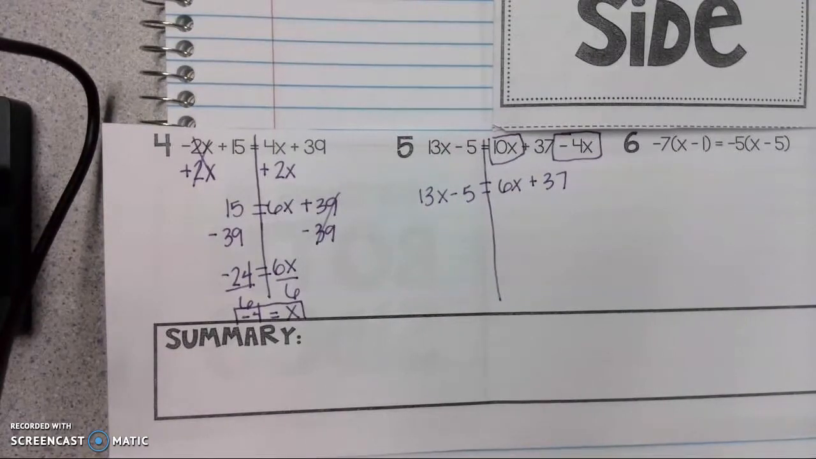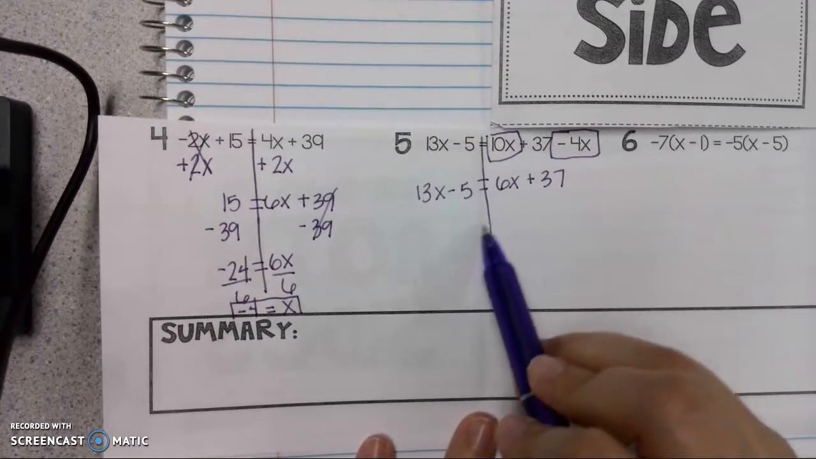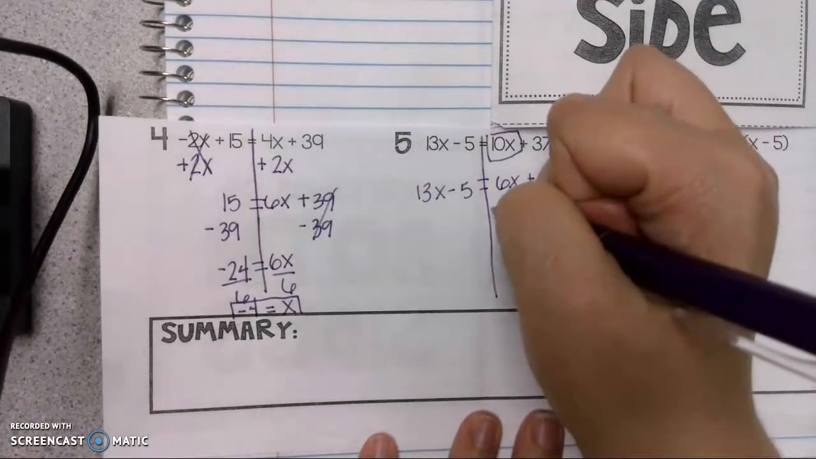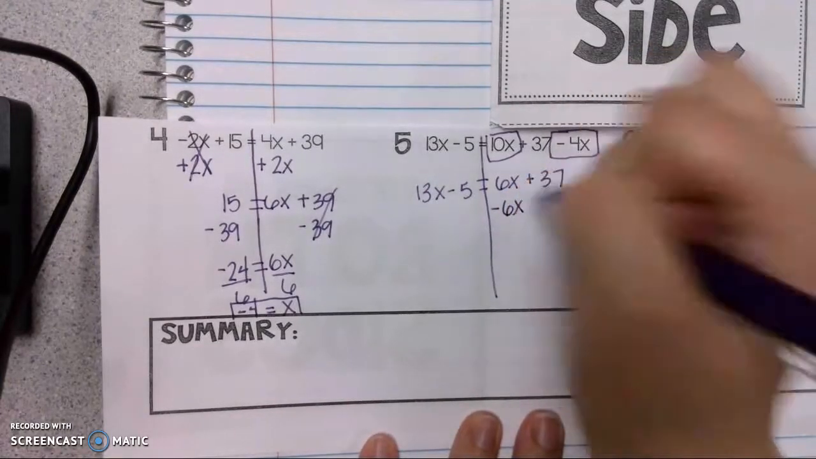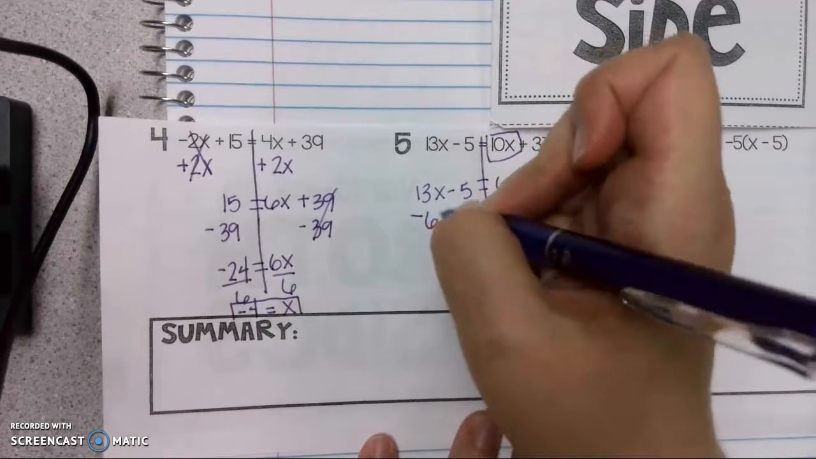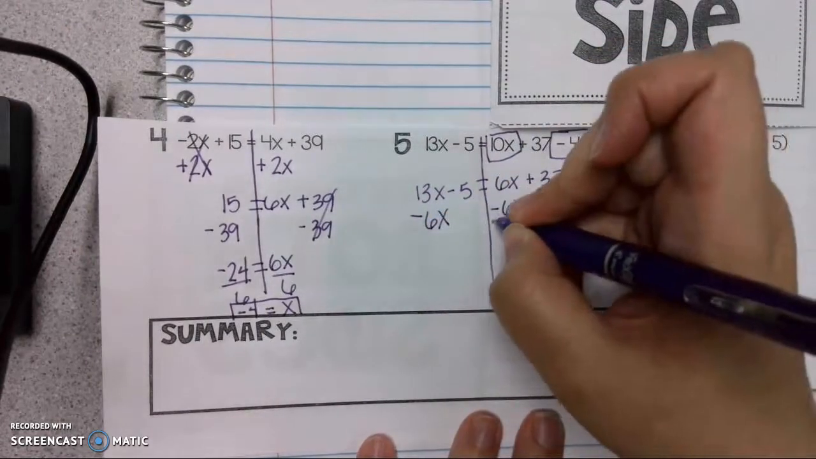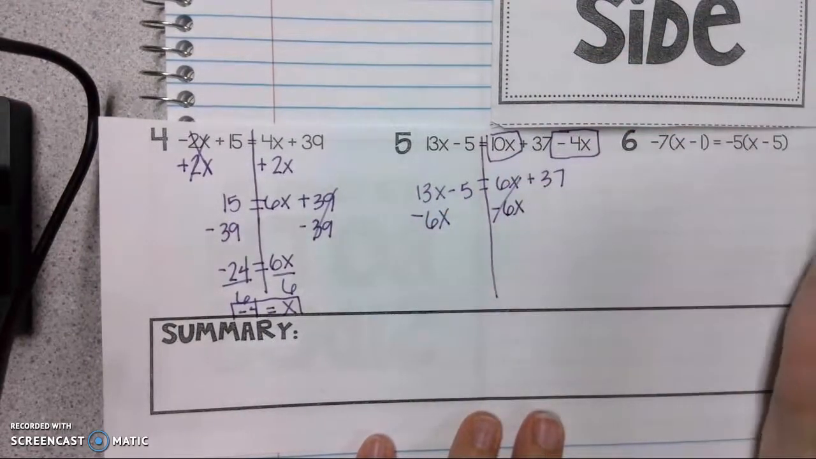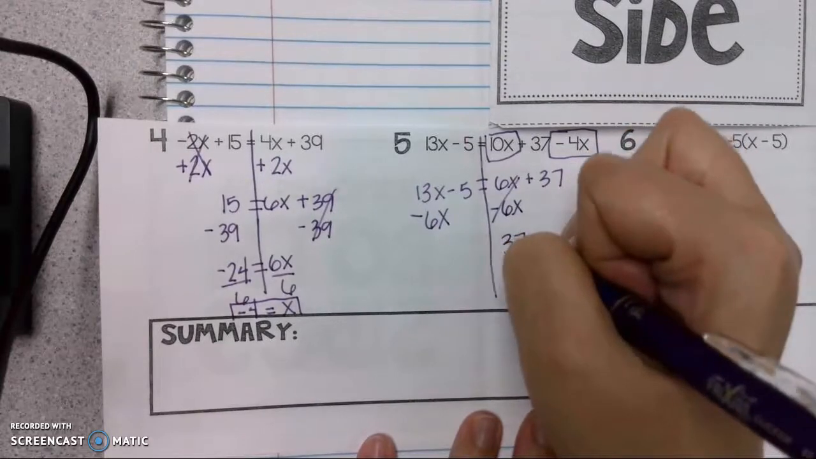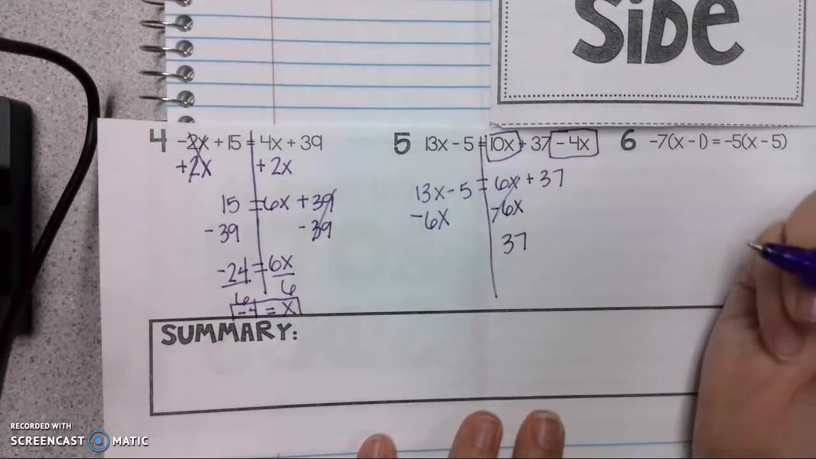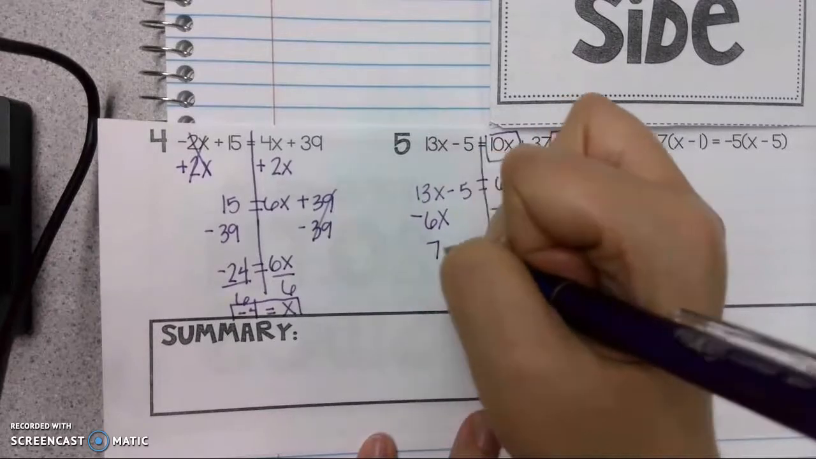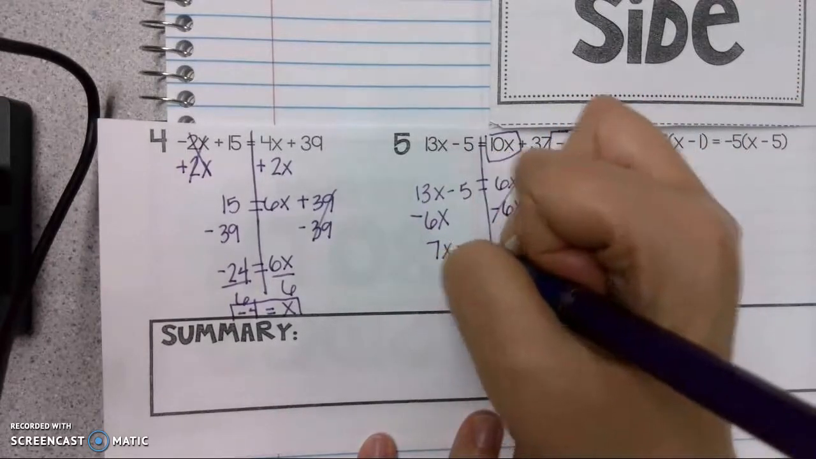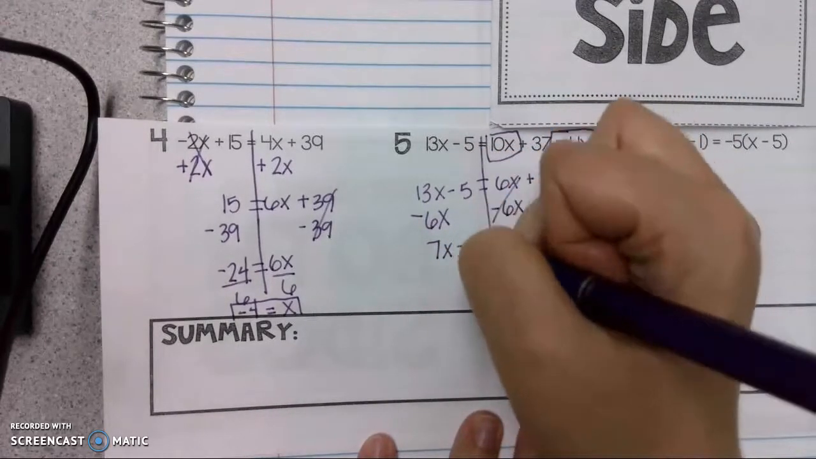So I need to get my x's all to one side. So I either need to move my 13x or my 6x. In this case, I'm going to choose my 6x. Once again, I like to deal with as many positives as I can. 6x minus 6x cancels out. I'm left with 37. 13x minus 6x is 7x. I have 7x minus 5 because I just have to drop that down.